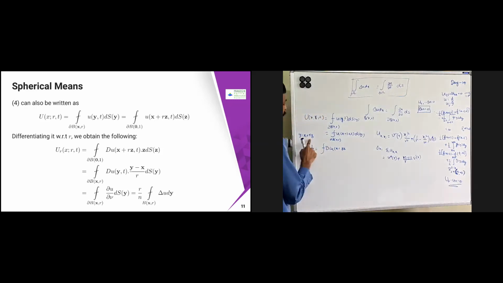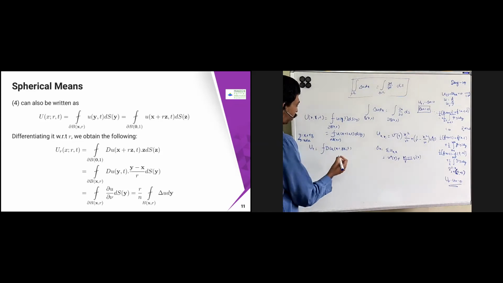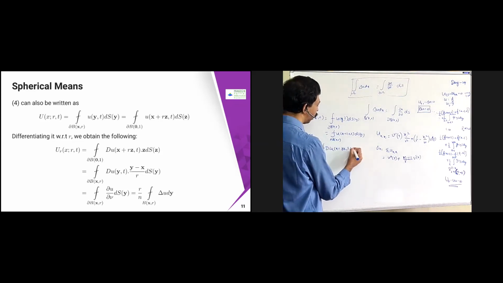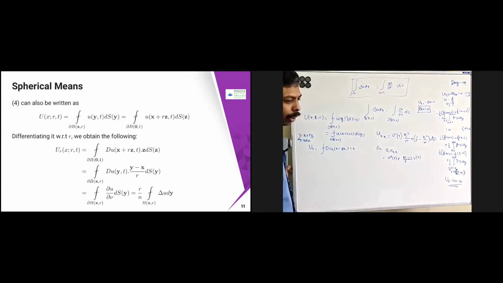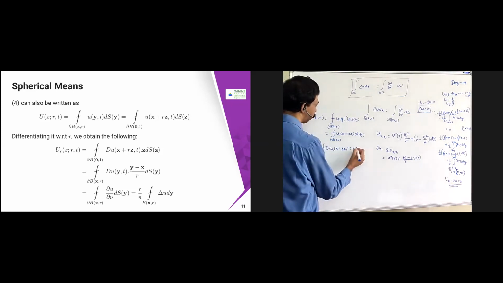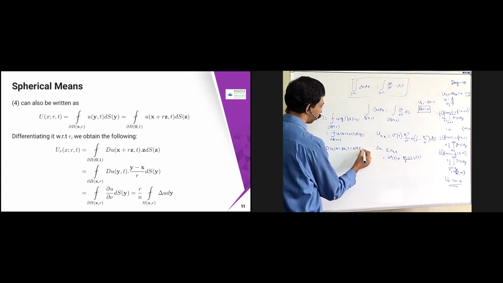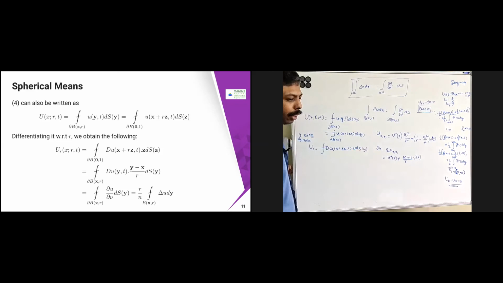So I just differentiate with respect to r. Therefore, what is dy by dr? With y = x + rz, dy/dr is going to be z, so dy is going to be r times dz. Therefore, this is going to become z times dS_y. So what is z, and how does it come?